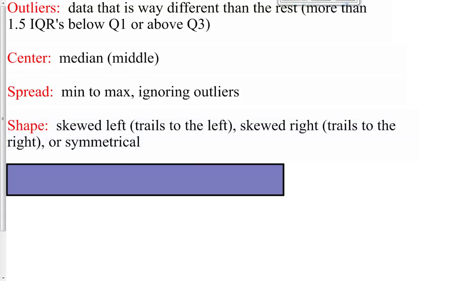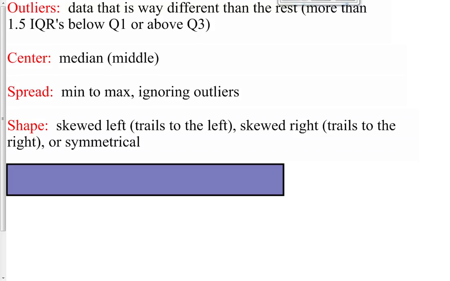We talk about shape, and the shape is either skewed left, skewed right, or symmetrical. If it skews left, it means that it tails off to the left. If it trails to the right, if it's skewed right, then it trails off to the right. Symmetrical means that it's neither skewed left nor skewed right. You kind of have a good representation that's in the middle, and then it trails off to both sides rather evenly. This is where there's some gray area.